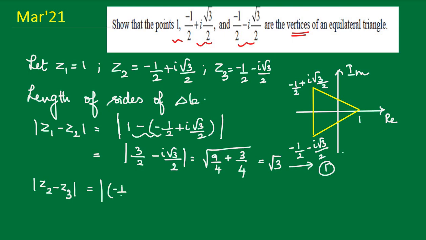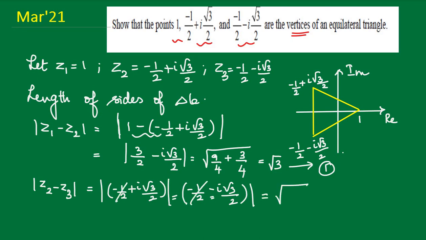is minus 1 by 2 plus i root 3 by 2, minus Z3, which is minus 1 by 2 minus i root 3 by 2, which is equal to modulus of minus i root 3, the 2 gets cancelled. We get root of the imaginary part, which is just root 3 whole square, which is equal to 3, which is equal to root 3. This is equation number 2.